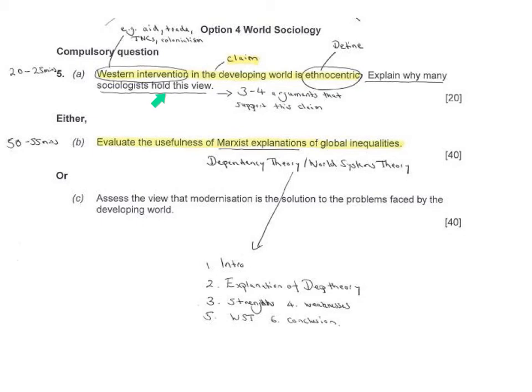So what you've got to do in the main body of your answer is give 3 to 4 arguments that support this particular claim. You don't need to argue against the claim in the 20 mark question, you just need 3 or 4 arguments that are in favour of the view being stated in the question, and you need to make sure that you fully develop and explain each of those arguments in a separate paragraph.